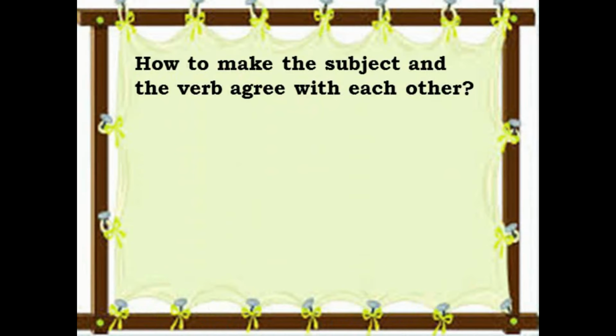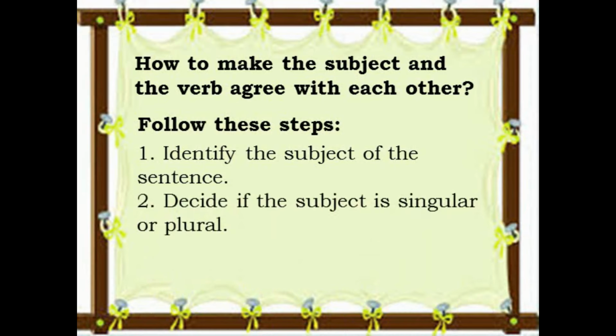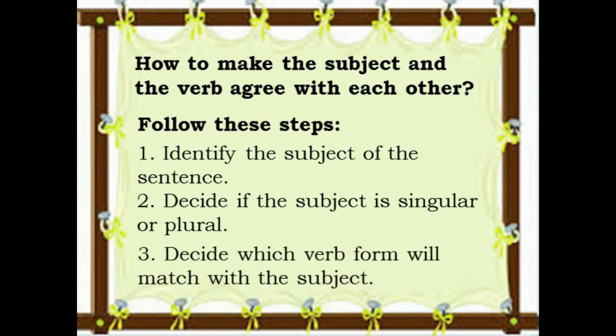How to make the subject and the verb agree with each other? Let us follow these steps. 1. We are going to identify the subject of the sentence. 2. Decide if the subject is singular or plural. 3. Decide which verb form will match with the subject.